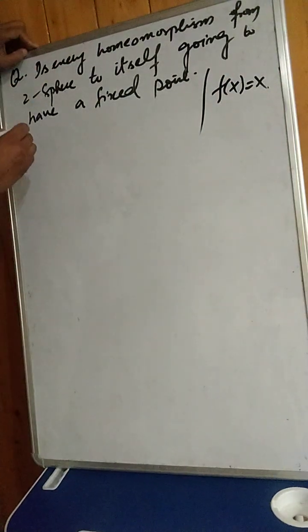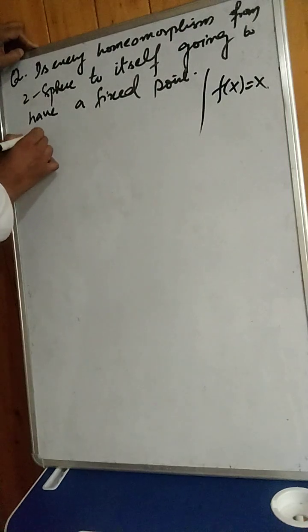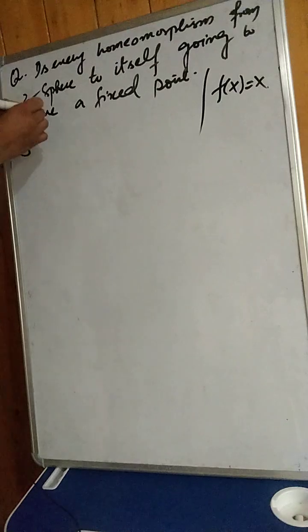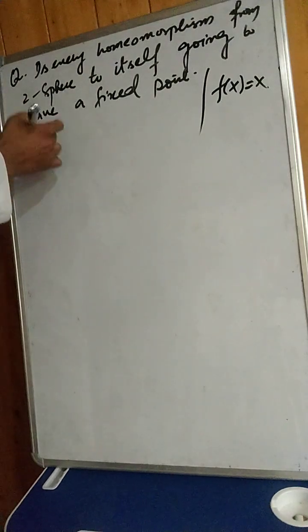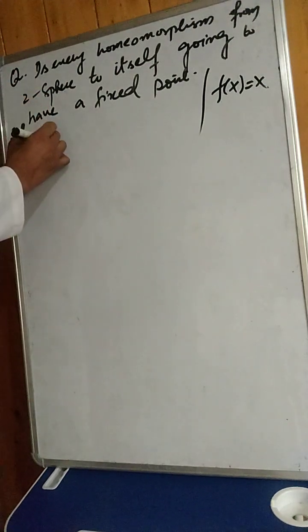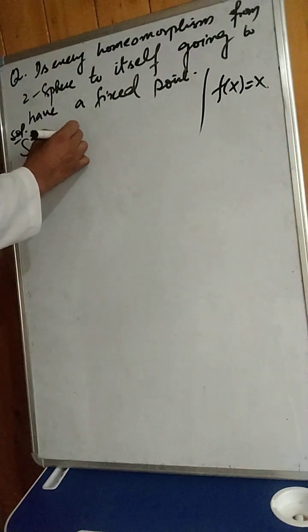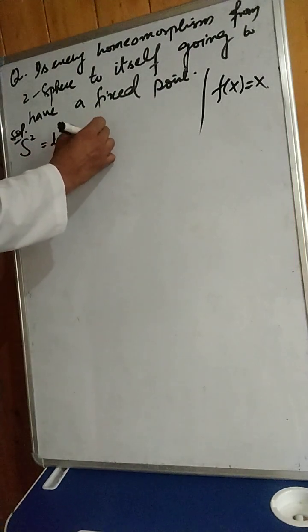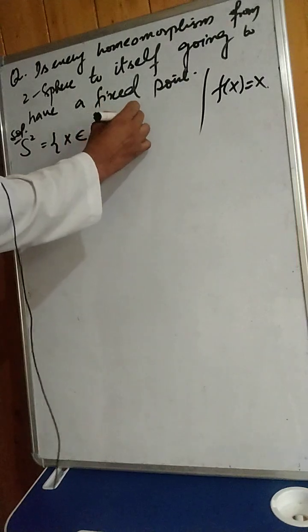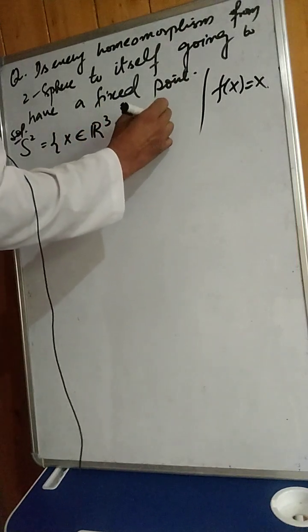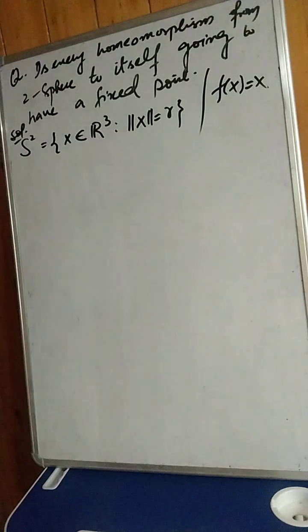And what is the definition of S2? S2 means two sphere. That is always going to be a subset of R3. We define it like this: the set of all x belonging to R3 such that the norm of x is equal to R. That is just the generalization of a circle, which we call S1. So this is the definition of two sphere.